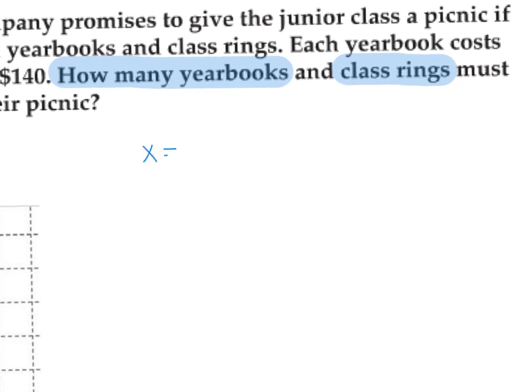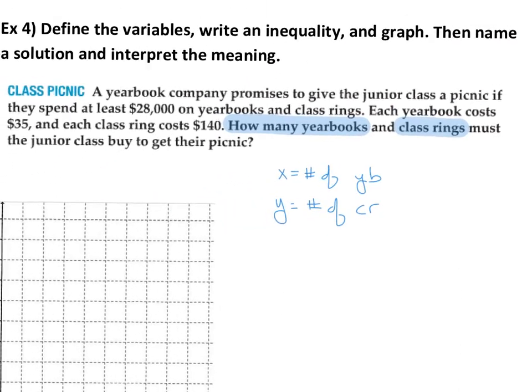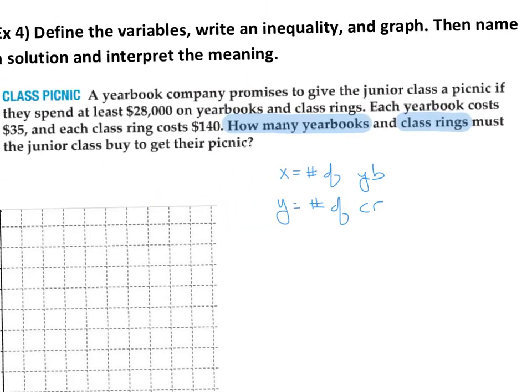So X will be the number of, I'm just going to put YB for yearbooks. And Y is going to be the number of, and I'm going to put CR for class rings. Okay. All right. So now when we look at this, we know that we need at least $28,000. So there's your total, right? $28,000 is your total. Okay.